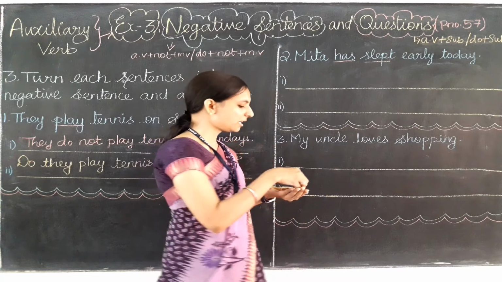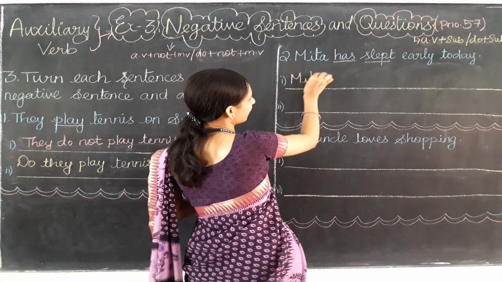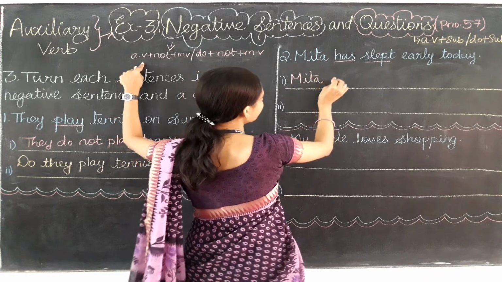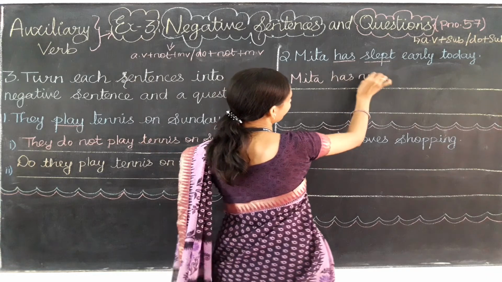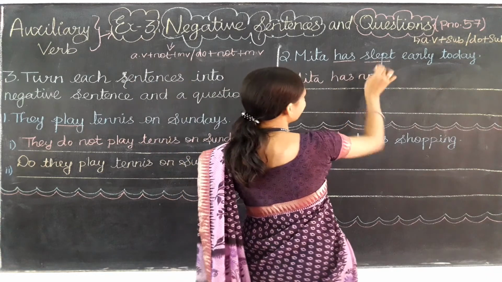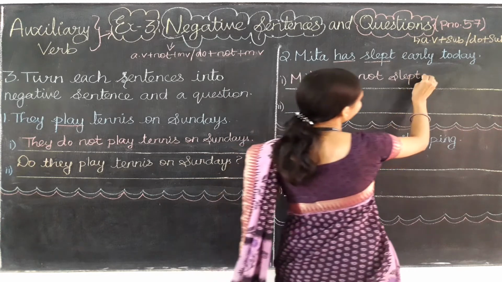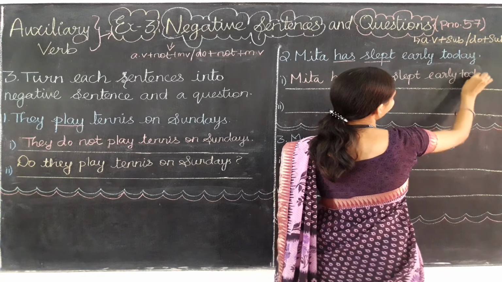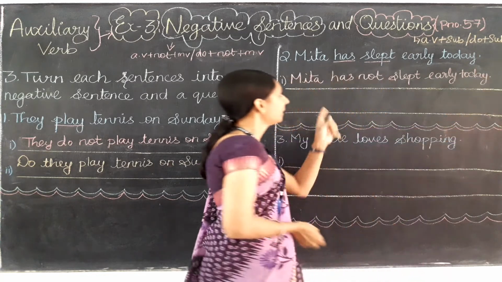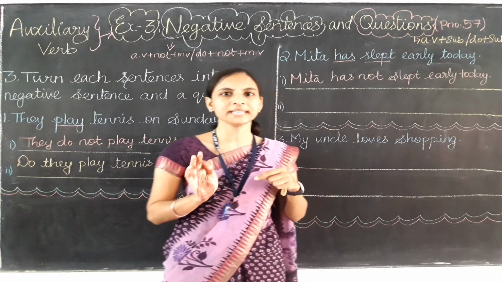Okay. So now this sentence is going to come like Meeta. Then what do we need to write? Yes, the auxiliary verb, that is has, and then not, and then the main verb, that is slept, will come as it is, and then all other words: early today. Meeta has not slept early today is the correct answer.